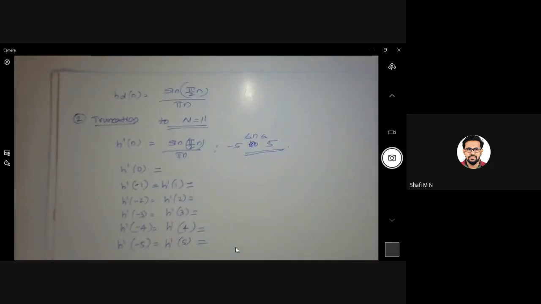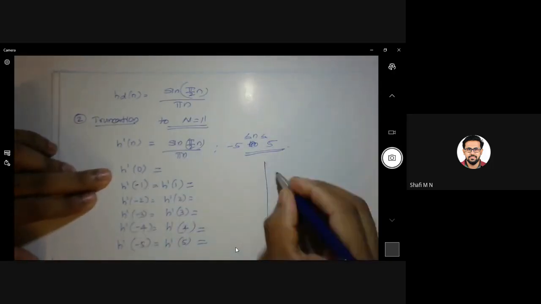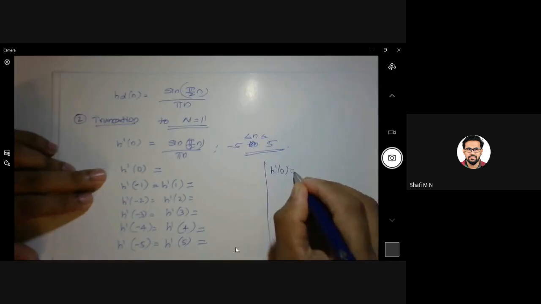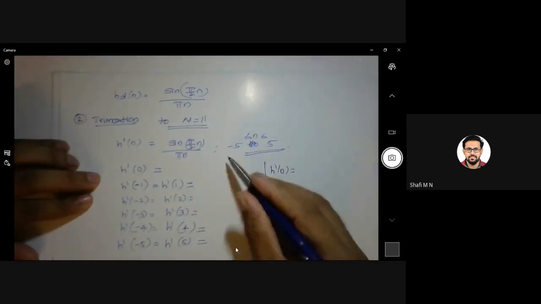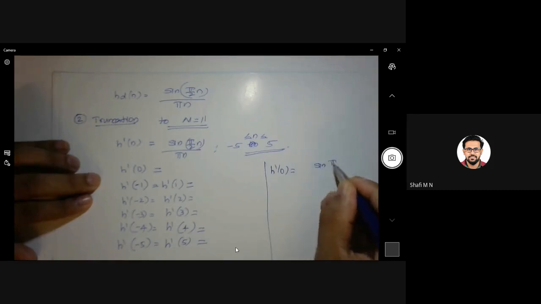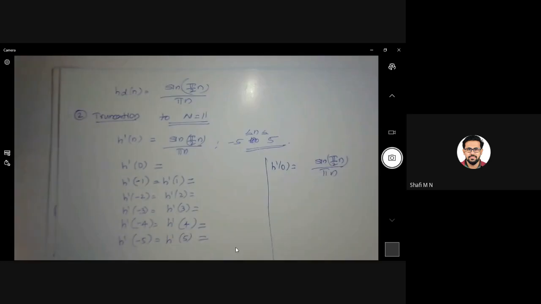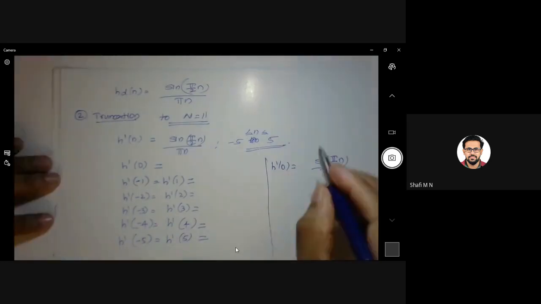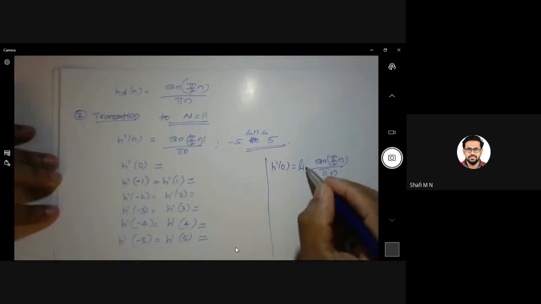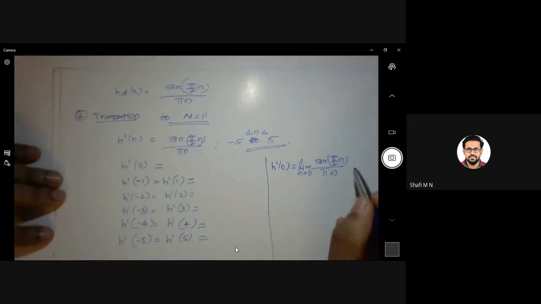Ready? Now let's find h dash of 0. h dash of 0, ഞാൻ ഇവിടെ calculation കാണിക്കാം. ഇത് പ്രത്യേകം ശ്രദ്ധിക്കണം. ഇവിടെ 0/0 ഫോം വരും. സി സൈൻ π/2 n by pi n ആണ്. When you substitute n equal to 0, sin 0 is 0. 0/0 ഫോം വരും. So what you have to do? എന്ത് ചെയ്യാൻ പറ്റും? ലിമിറ്റ് അപ്ലൈ, ലിമിറ്റ് n tends to 0. ആദ്യത്തേന് ലിമിറ്റ് അപ്ലൈ ചെയ്യേണ്ടി വരും ഓൾവേസ്.